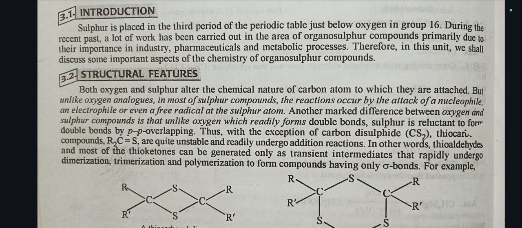Structural features: both oxygen and sulfur alter the chemical nature of the carbon atom to which they are attached. But unlike oxygen analogues, in most sulfur compounds, the reactions occur by the attack of a nucleophile, an electrophile, or even a free radical at the sulfur atom. Another marked difference between oxygen and sulfur compounds is that, unlike oxygen which readily forms double bonds, sulfur is reluctant to form double bonds by pp overlapping.